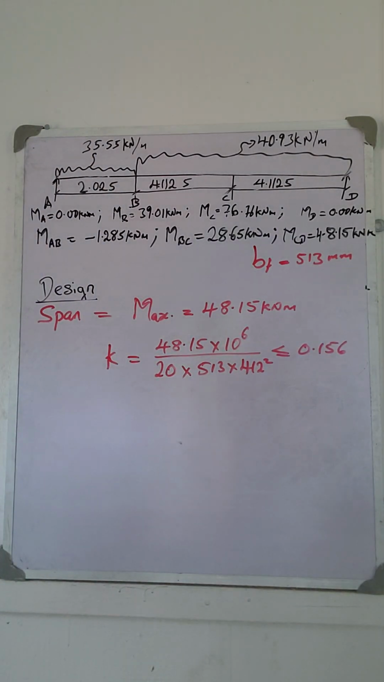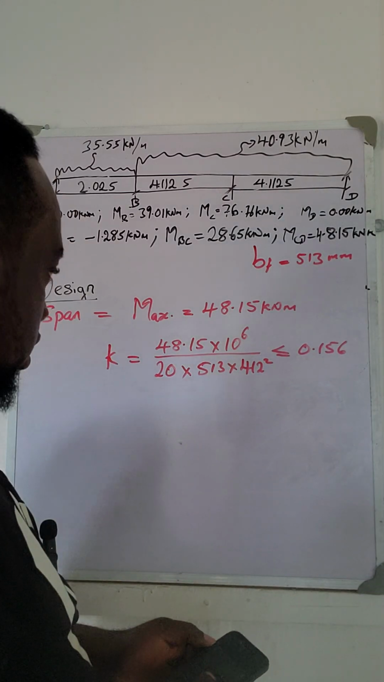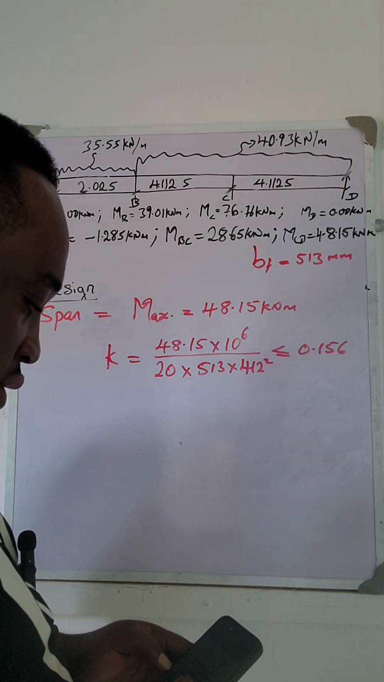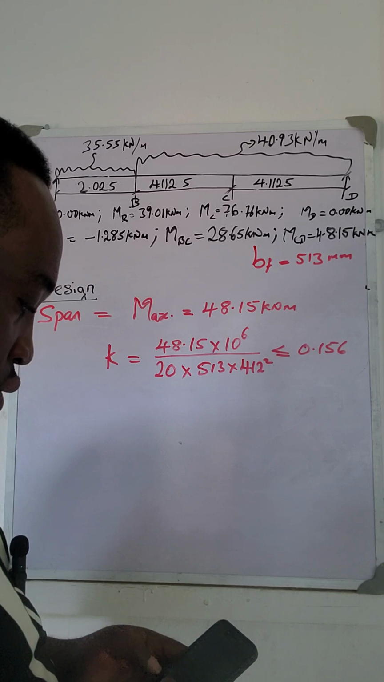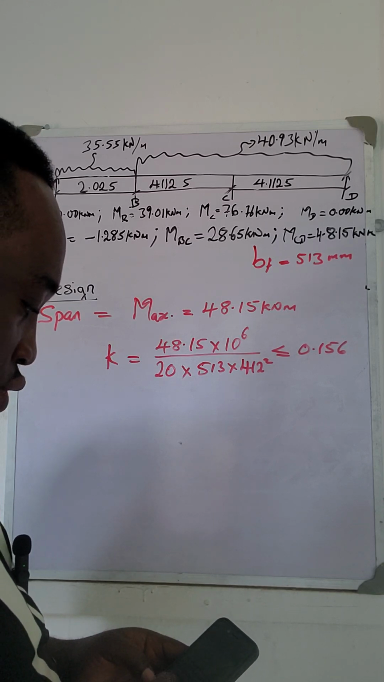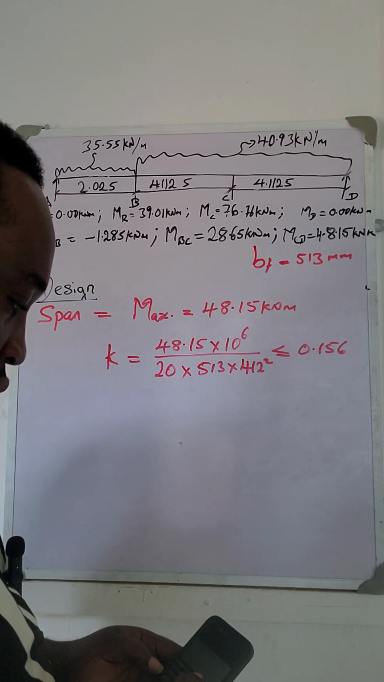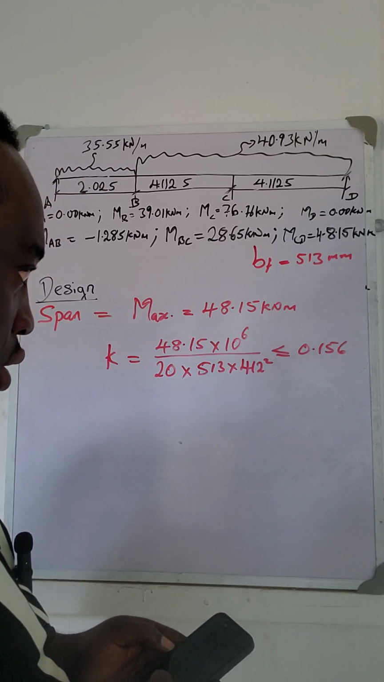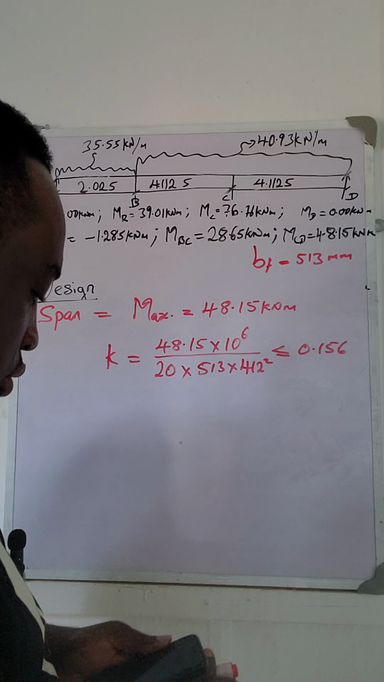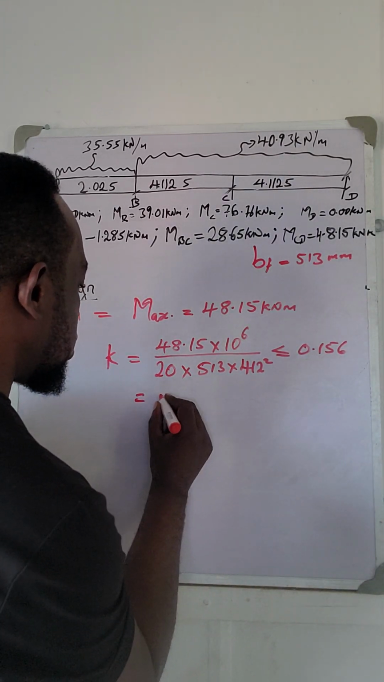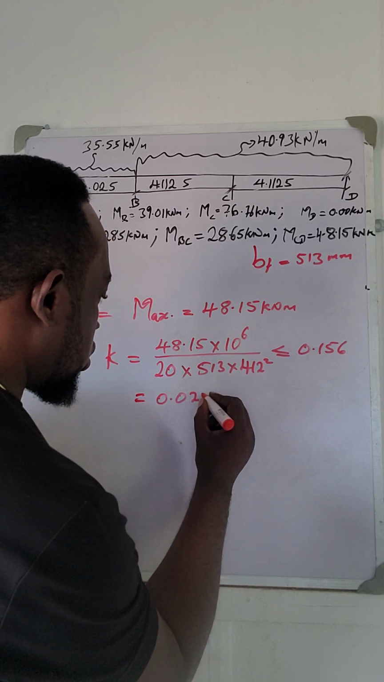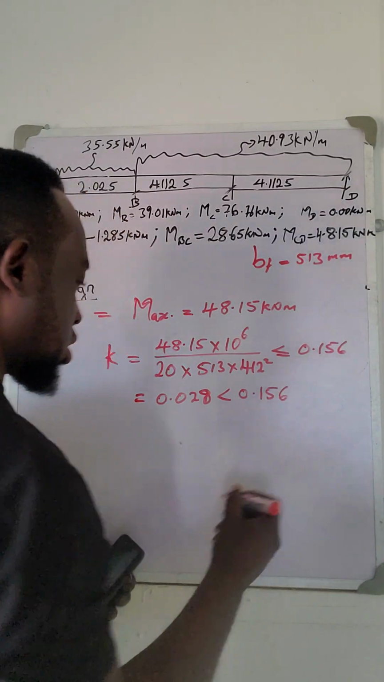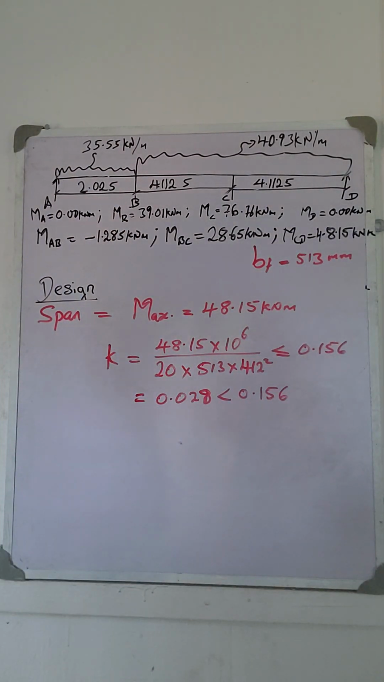So we also calculate this: 48.15 times 10 to the power 6 divided by 20 multiplied by 513 multiplied by 412 squared. This is equal to 0.027 or 0.028 approximately, which is less than 0.156. So we'll make use of the value of K.